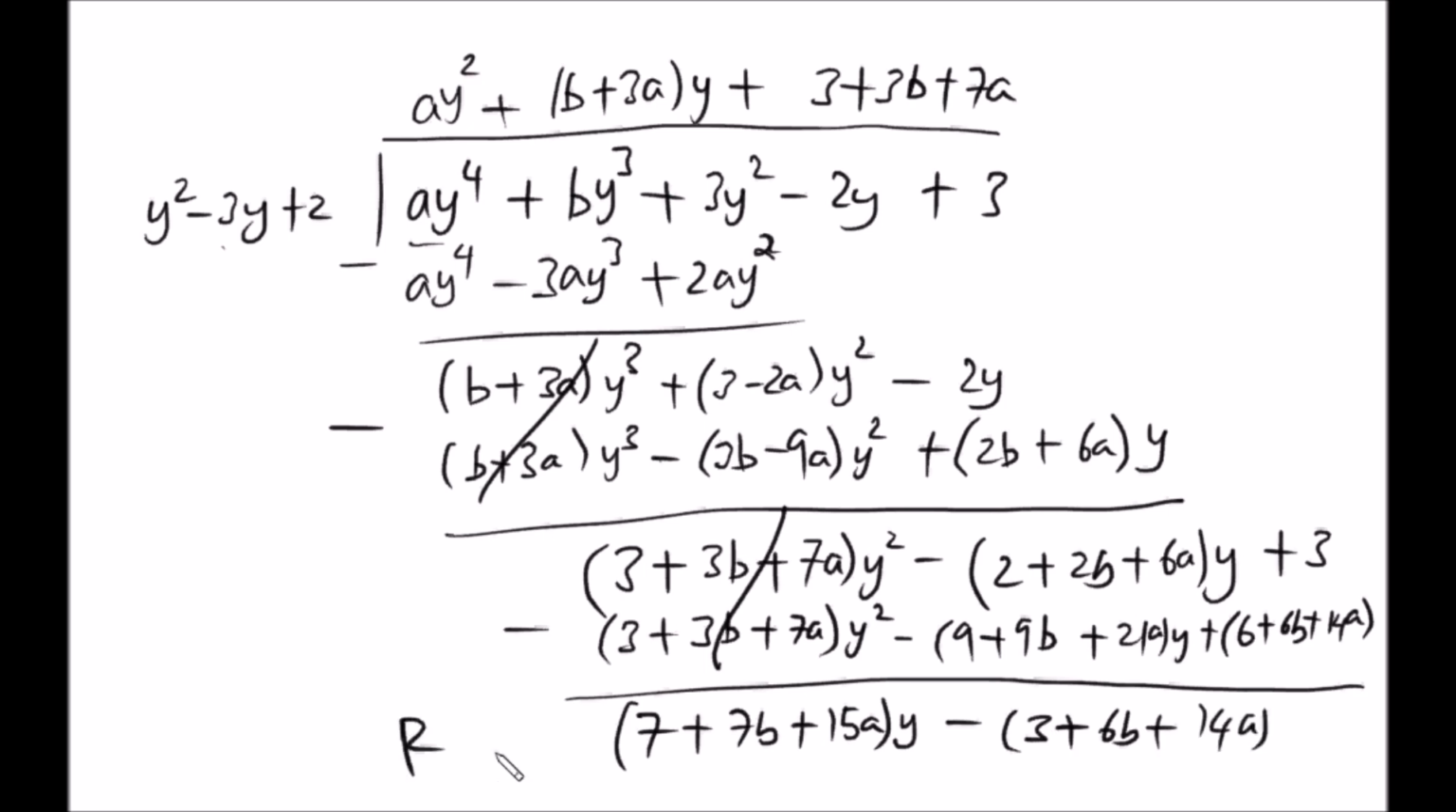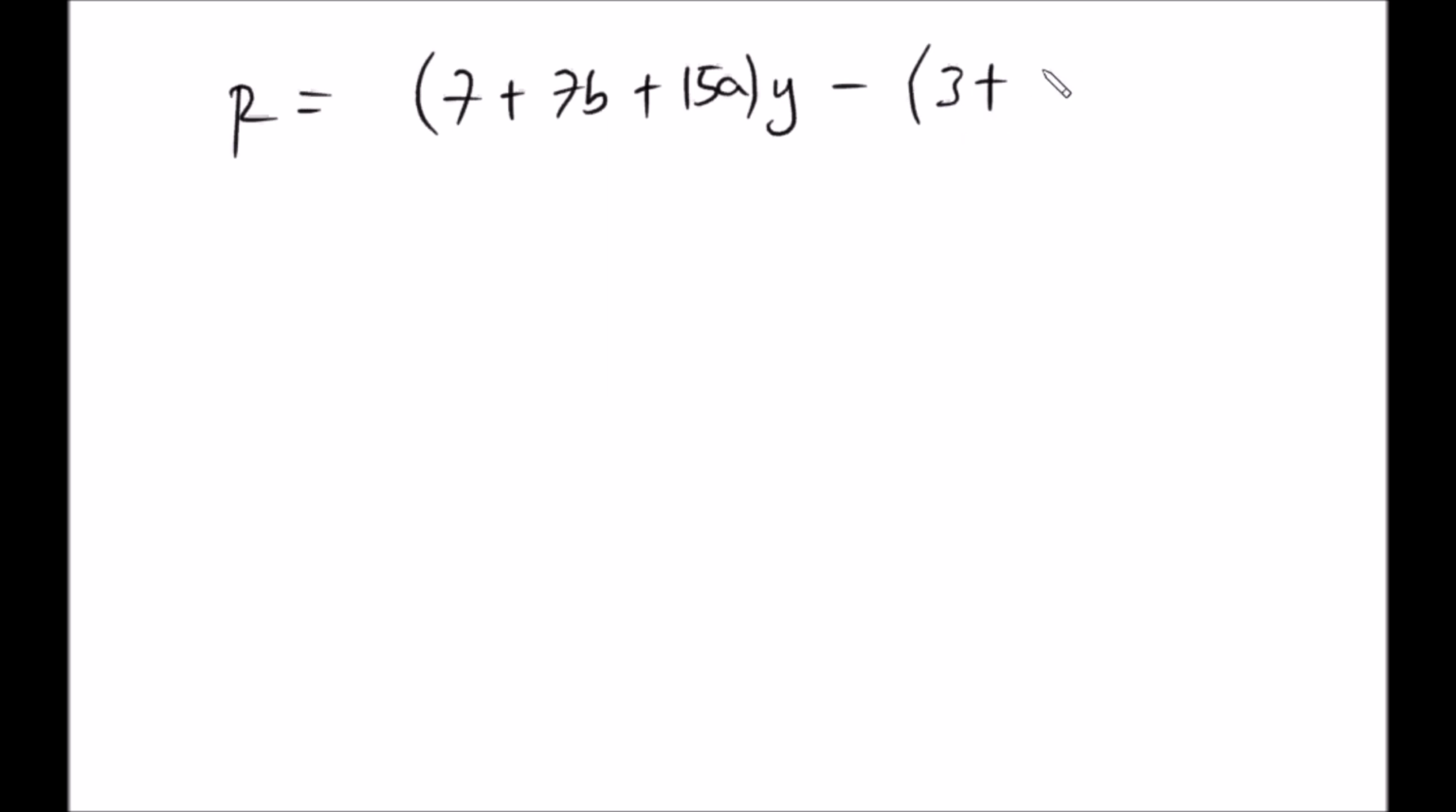So this now ndo remainder yetu. Hii ndo remainder yetu. So tuiandike remainder yetu in a fresh page. So remainder yetu tulioipata r ni 7 plus 7b plus 15a times y minus brackets 3 plus 6b plus 14a. So kwenye swali remainder alisema ni sasa na nini? Y plus 1.